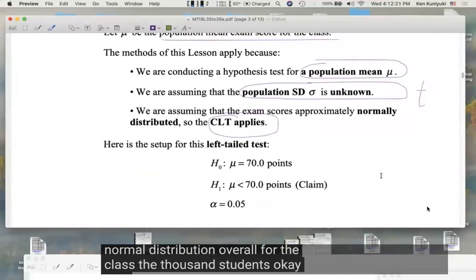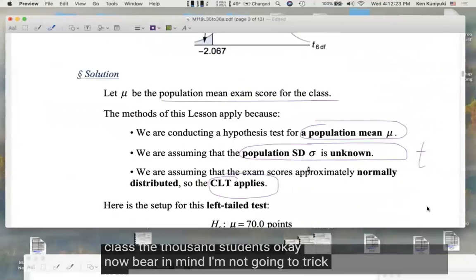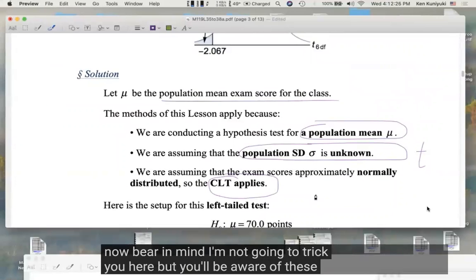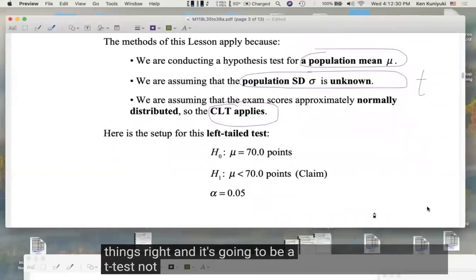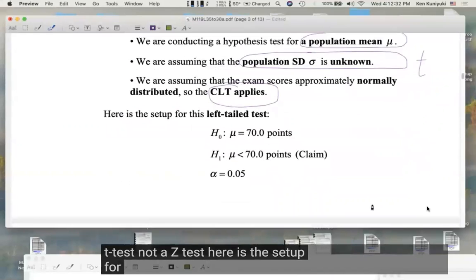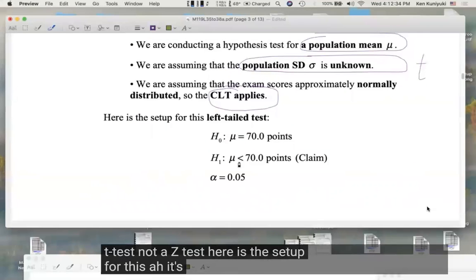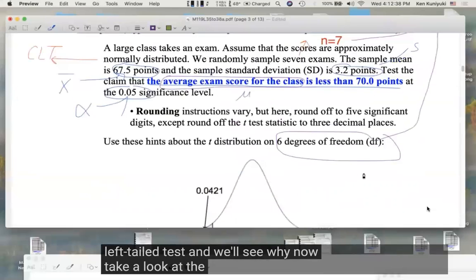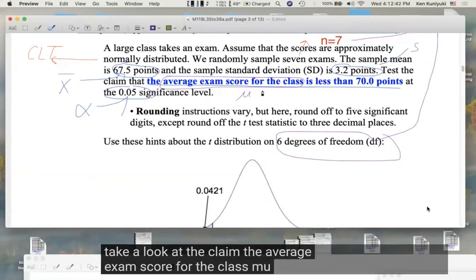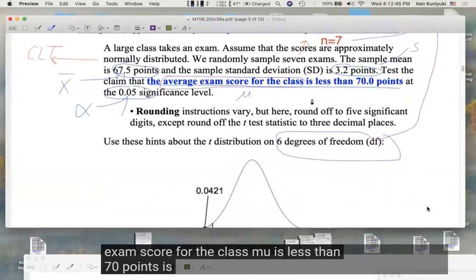Okay. Now, bear in mind, I'm not going to trick you here, but be aware of these things. It's going to be a t-test, not a z-test. Here is the setup for this. It's going to be a left tail test, and we'll see why. Now, take a look at the claim. The average exam score for the class, mu, is less than 70 points.